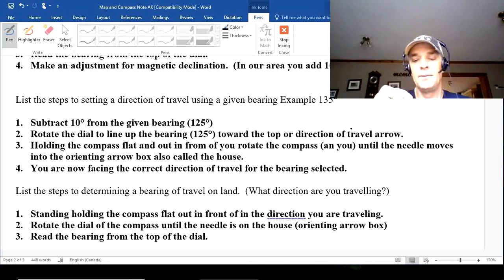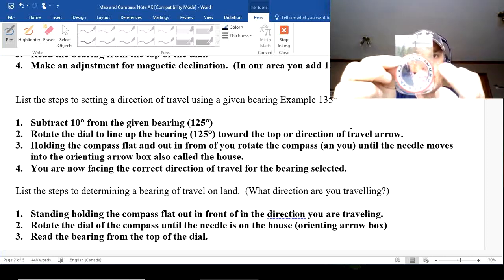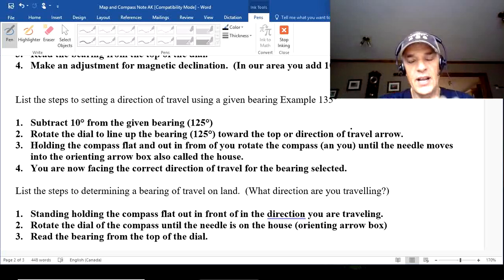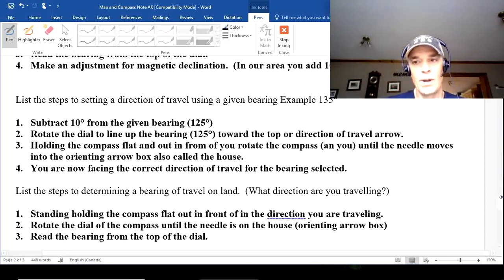Now, technically, I'm traveling magnetic north. And in order to do this, I have to add, I believe, 10 degrees. So if I want to give them a true bearing, I have to add that 10 degrees to it. But even just to be able to tell them within 10 degrees, I'm doing really good. Okay, so I'm reading that from here once I've rotated my needle into my house. And that gives me the direction of travel that I'm going in.